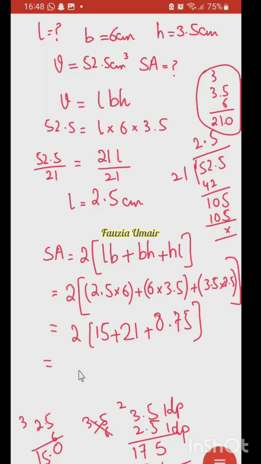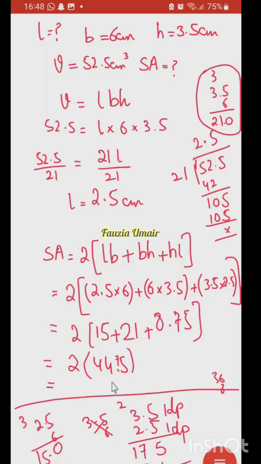Okay, so now we can simply add. We know that 12.15 plus 21 is 36. 36 और 8 कितना होता है? 36 and 8, 44. So this is 44.5. ठीक है बेटे, वो 0.75, 44.75. So now we need to double it. What is double of 44.75?